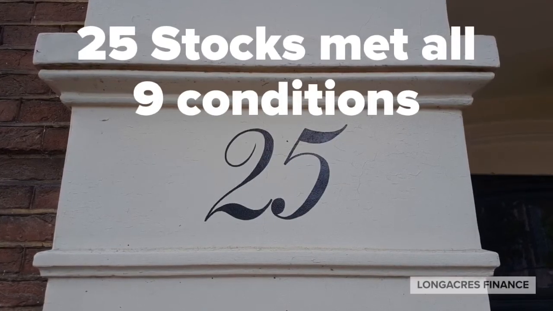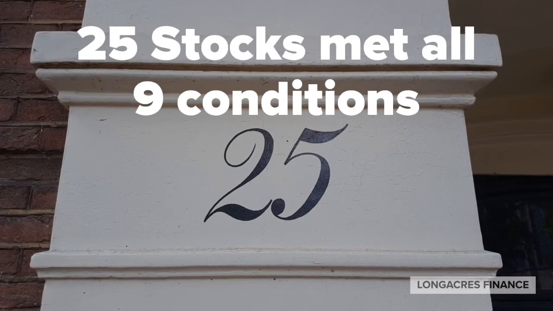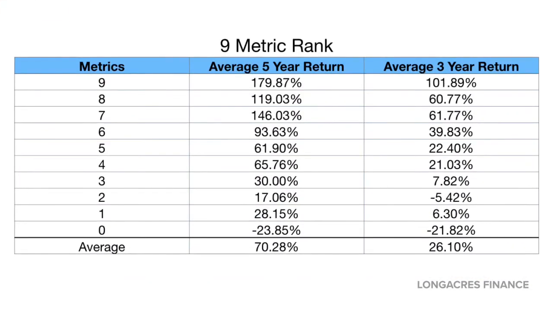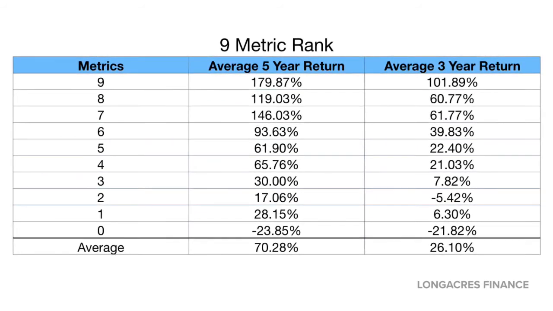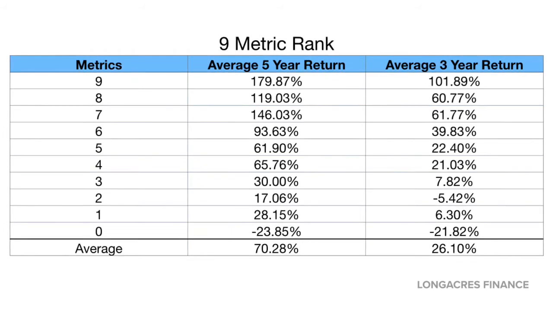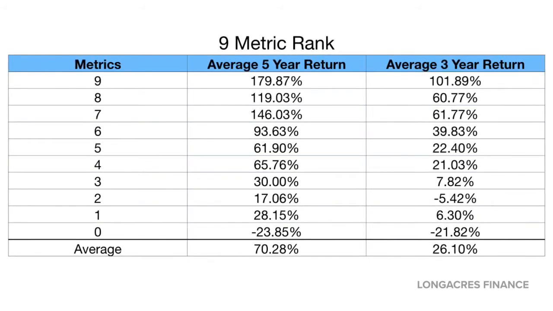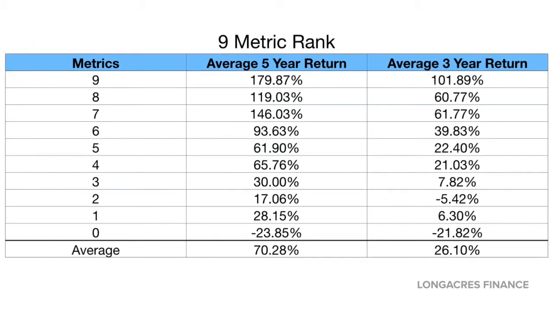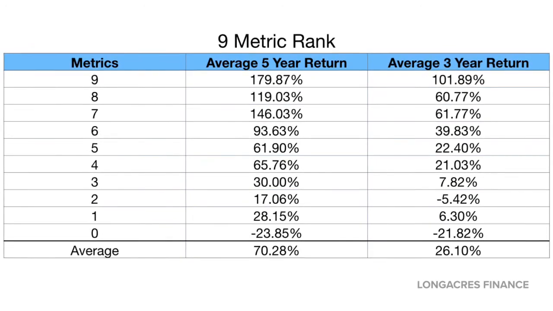But before I show you the stocks, let me first show you the average historical returns for each number of conditions met. As you can see in the table, stocks that met all 9 conditions, on average, significantly outperformed the universe average. Historical returns for stocks that met 7 or 8 conditions look nice as well. However, those averages are inflated by a few stocks that achieved exceptional historical returns.